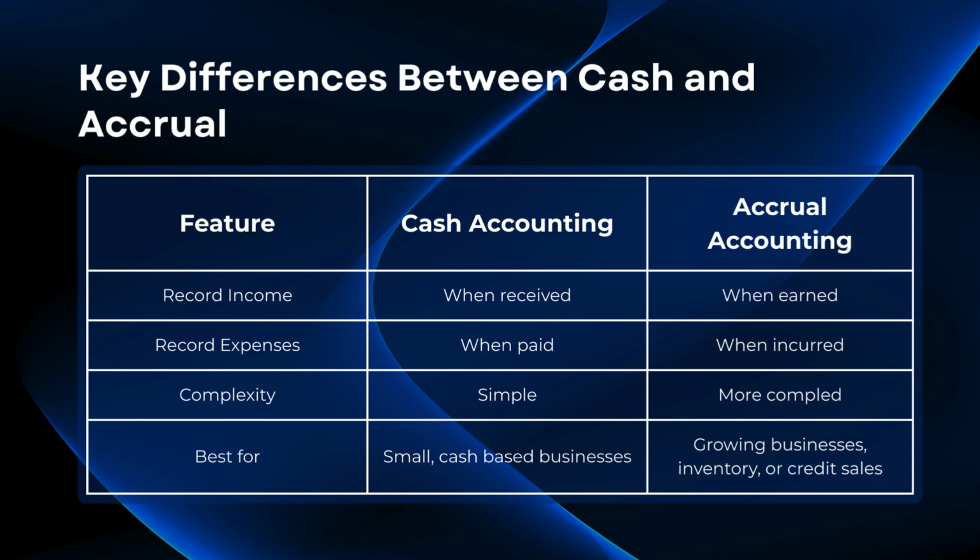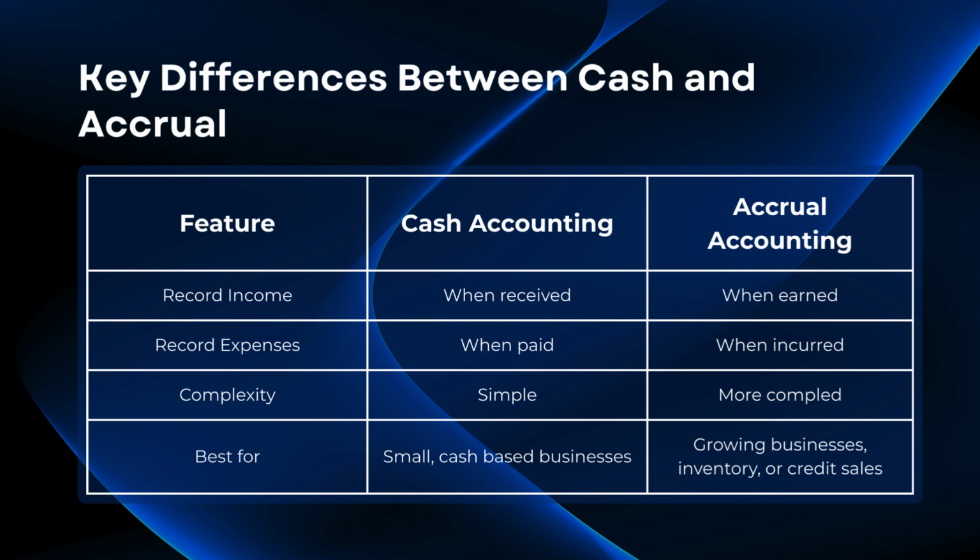Next, expenses. Cash accounting records expenses when they are paid, while accrual accounting records them when they are incurred. So, if you order stock in June but pay for it in July, cash accounting logs it in July, and accrual accounting logs it in June. This affects how you see your profit in any given month and can be critical for planning cash flow.